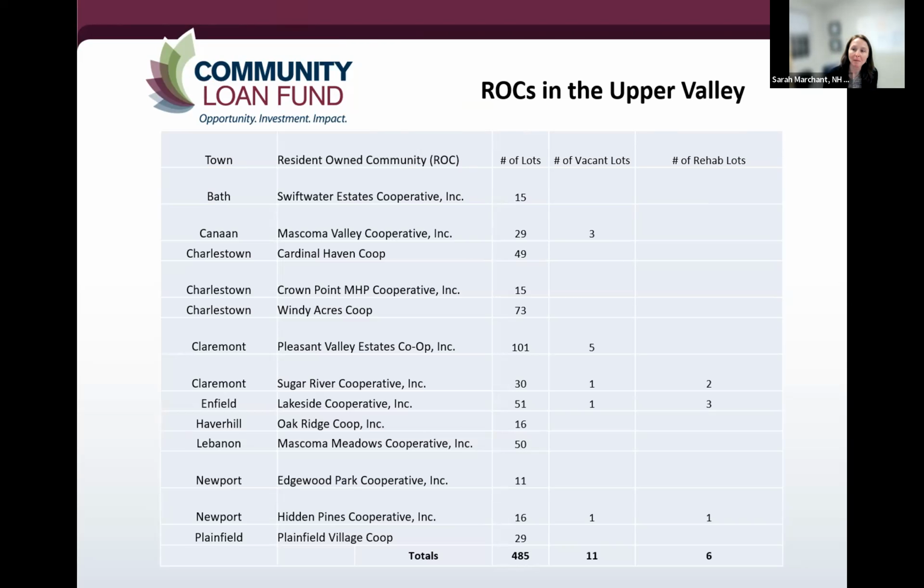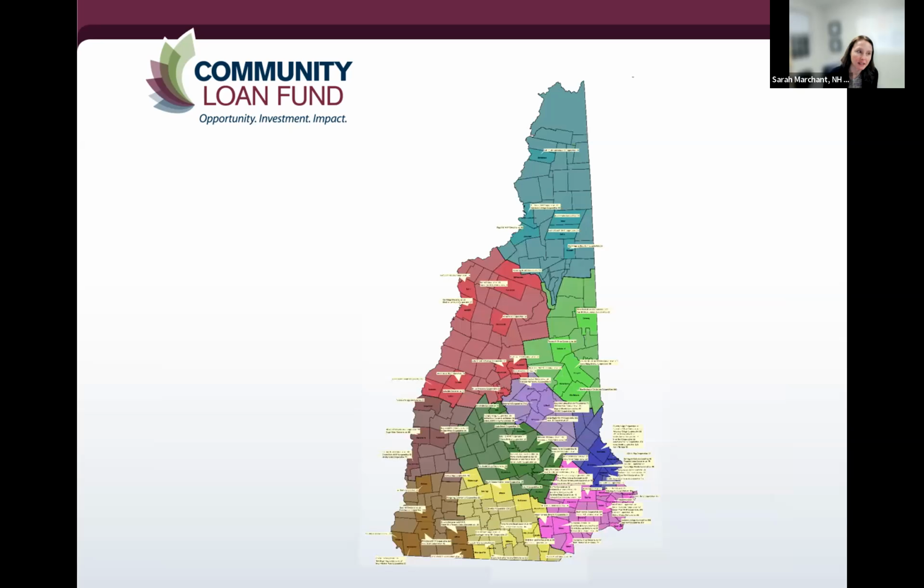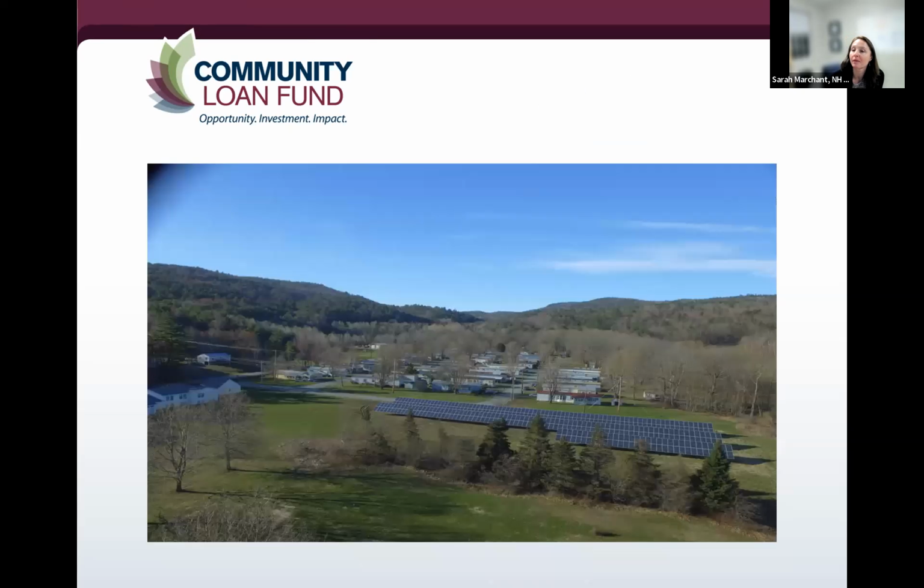And just for a quick map perspective, I know you can't read the text, but here's where our 145 resident-owned communities are located across New Hampshire. So you can really see there, it's from top to bottom, east to west, and these are a critical and essential part of our affordable housing in New Hampshire.